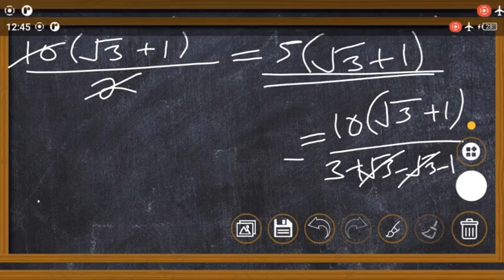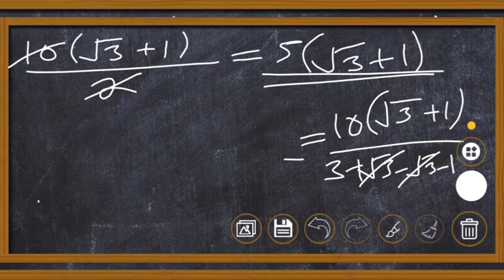So this is basically the idea behind the rationalizing of the denominator. So make sure that you understand fully what this is, and also go through different kinds of videos, or rather questions, so that you understand more.